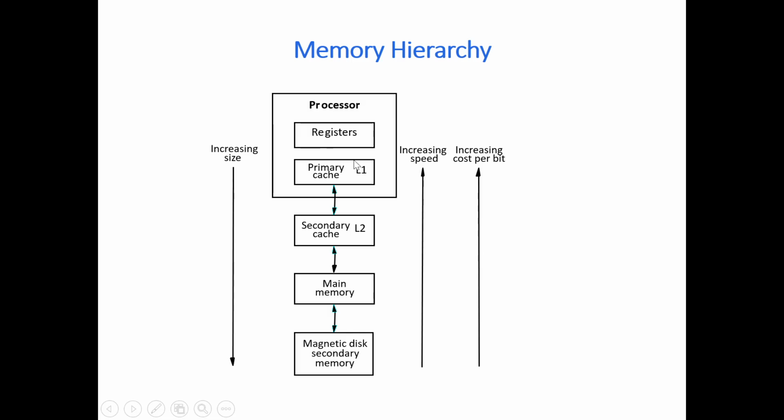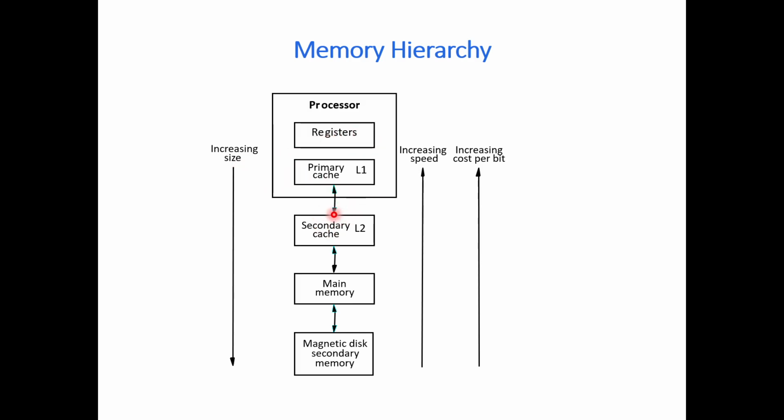There are different kinds of memories like registers, then cache memory, main memory, and secondary memory. Here, the size of the register is very less, but speed is high, and cost is also high. The cache memory is kept in between the processor and the main memory. The cost of this cache memory is high when compared to the main memory and secondary memory, but less than registers.